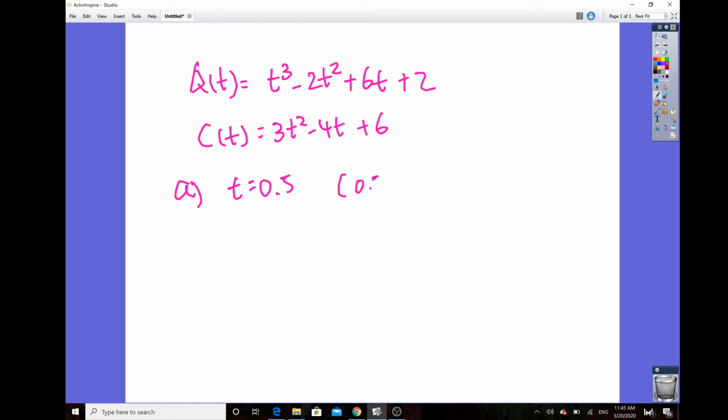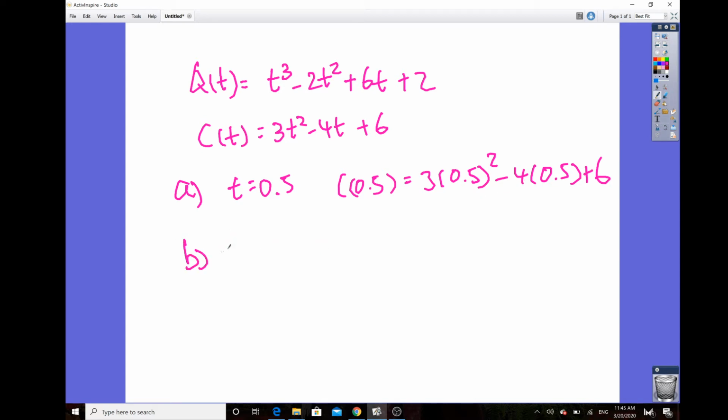So C of 0.5. So we got 3 times 0.5 quantity squared minus 4 times 0.5 and then plus 6. So basically, just evaluate what this is. It's about PEMDAS, okay? Parentheses, exponent, all that. So you guys should be pretty familiar with this.